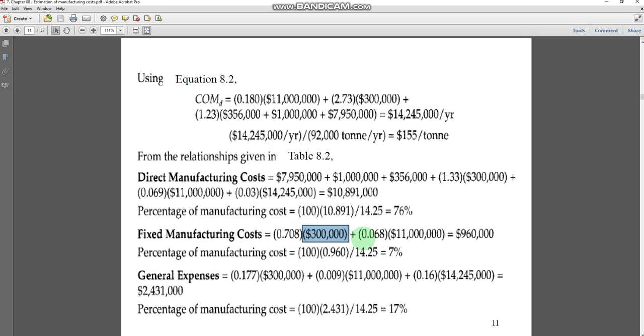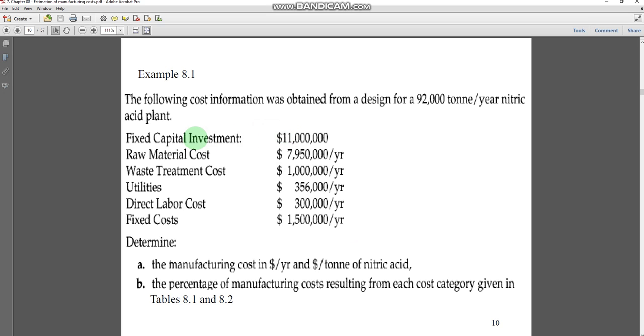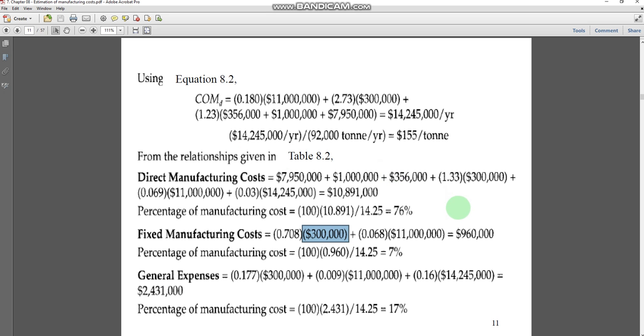Then we can have the second, 0.068, we can multiply this one with the cost of the fixed capital investment. Okay, so we have the value for the fixed manufacturing cost, and then we can divide this one, $0.96 million, with the $14.25 million to get the value in terms of percentage. So 7% of the cost would be going into the fixed manufacturing cost.